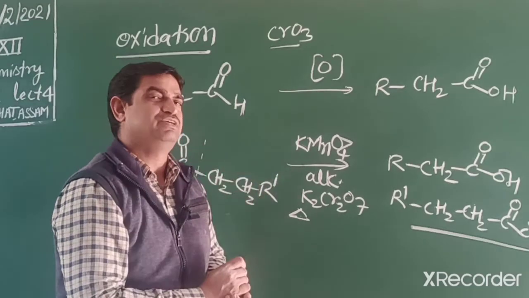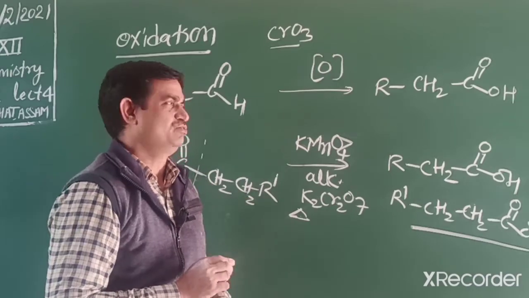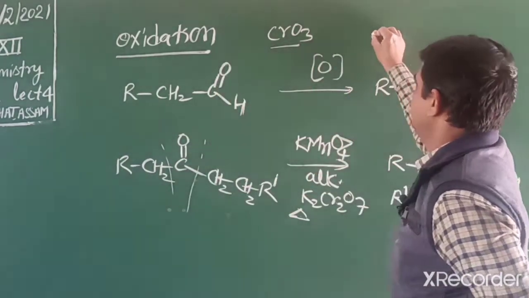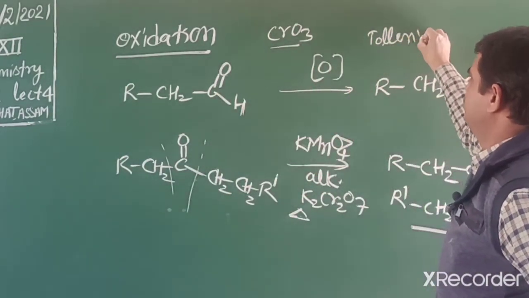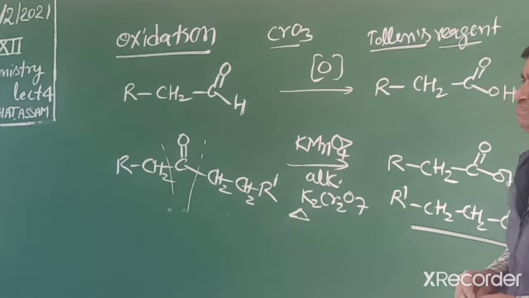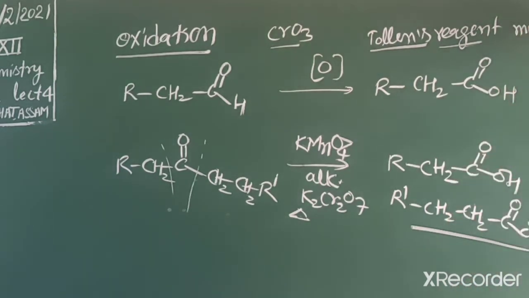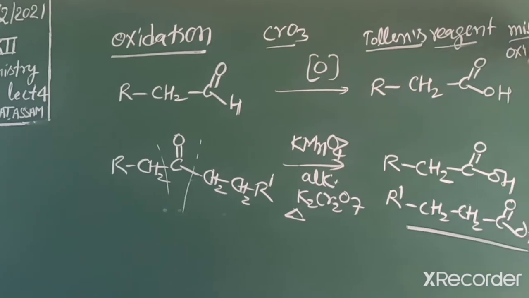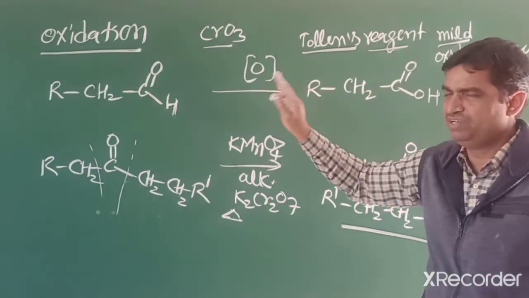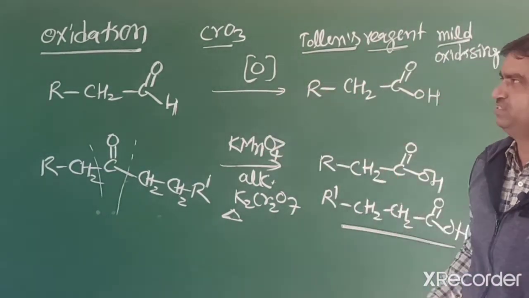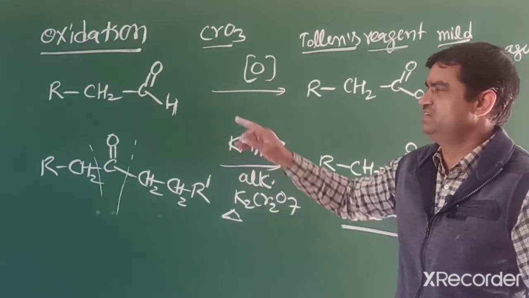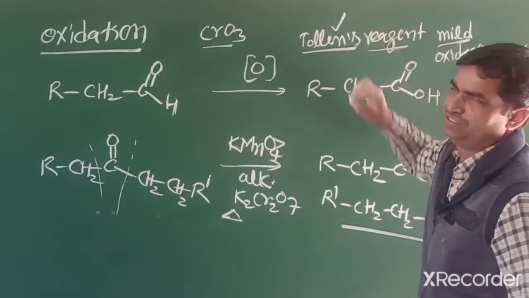So this reaction is very useful to distinguish aldehydes and ketones. If an aldehyde reacts with a weak reagent, that is Tollens reagent, which is a mild oxidizing agent, mild meaning medium, it can oxidize only aldehydes into the corresponding carboxylic acid. Tollens reagent cannot oxidize ketones, so we can separate aldehydes and ketones using Tollens reagent.